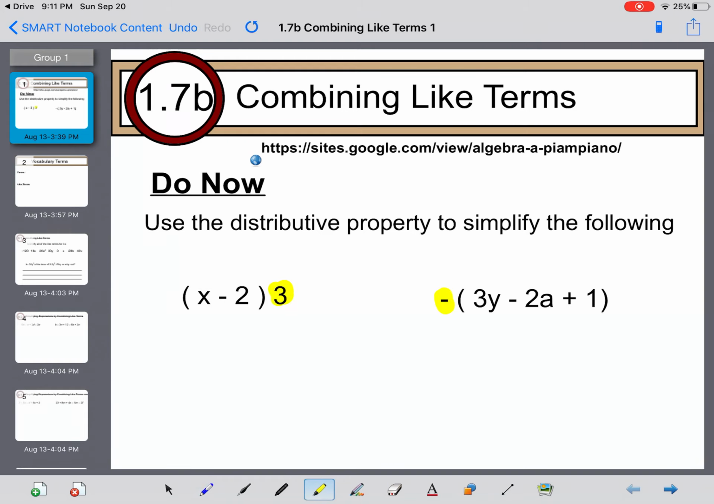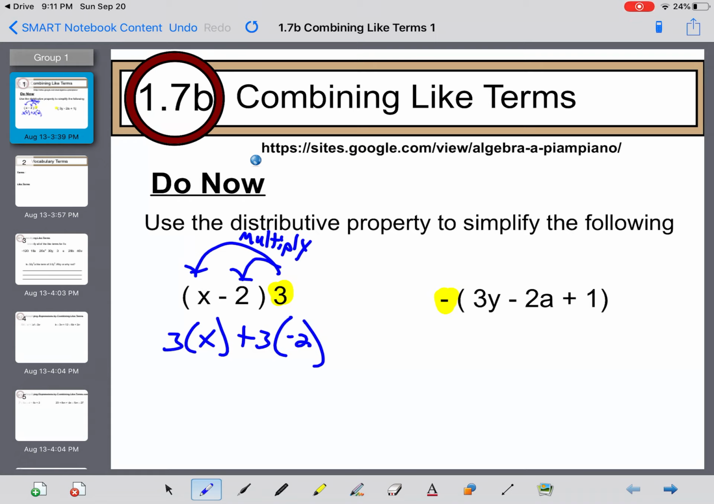So remember, distribution: you take that number on the outside of your parentheses and you distribute it to everything on the inside. That means to multiply. So you get 3 times x plus 3 times negative 2. Then you have a constant, or a number, times a variable. You just push them together. 3x. A positive 3 times a negative 2 makes negative 6. 3x minus 6.